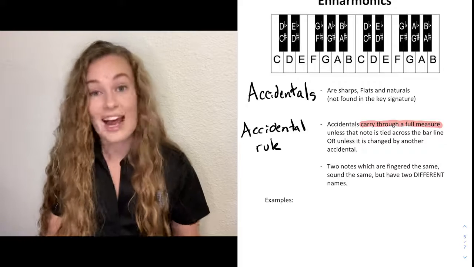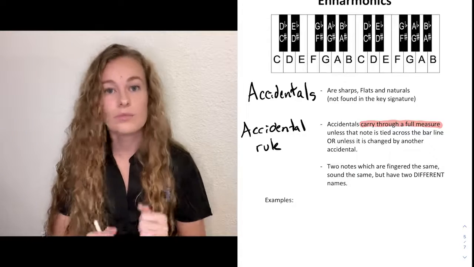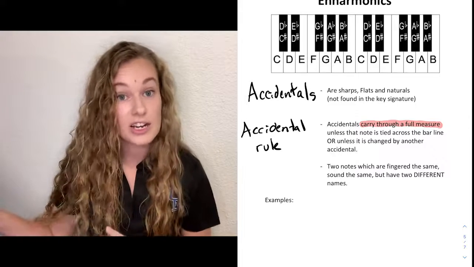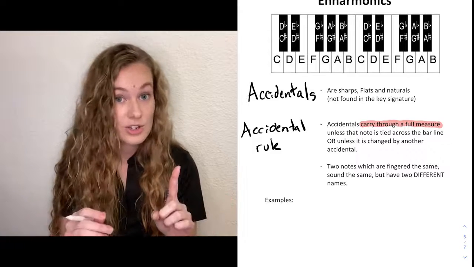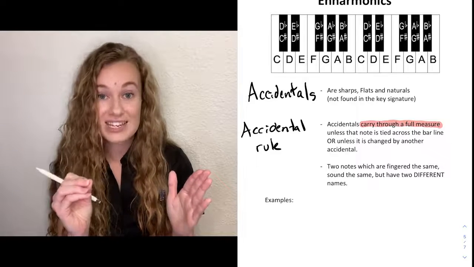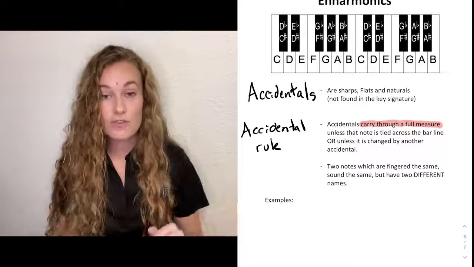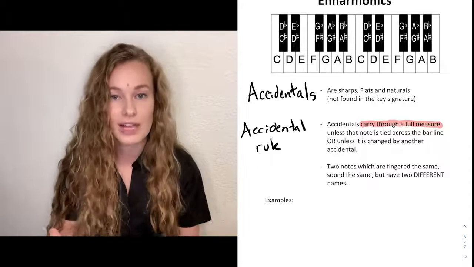accidental. So accidental rule means that if in the beginning of the measure you have a B that has a natural sign, but the key signature has B flat, that means for the rest of this measure, unless there's a new accidental, any B's are going to be natural. When you get to the bar line, it starts it over and says, go back to the key signature. So if there's a B in the next measure, it would be flat.